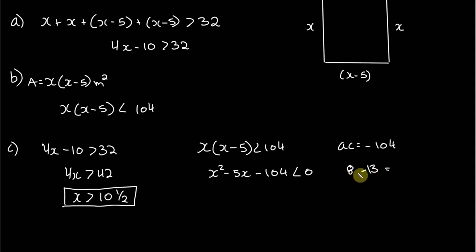and 8 plus negative 13 is negative 5. So those are our two factors.